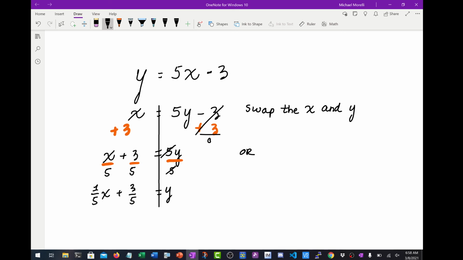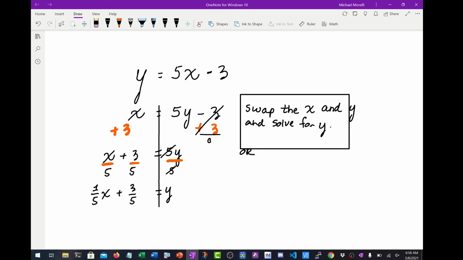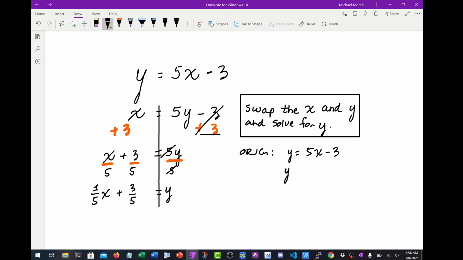So here's how we write this. So this is the original. So these are the steps right here to do this. You swap the x and the y, and then you solve for y. So the original equation was y equals 5x minus 3. The inverse equation equals 1/5 x plus 3/5.